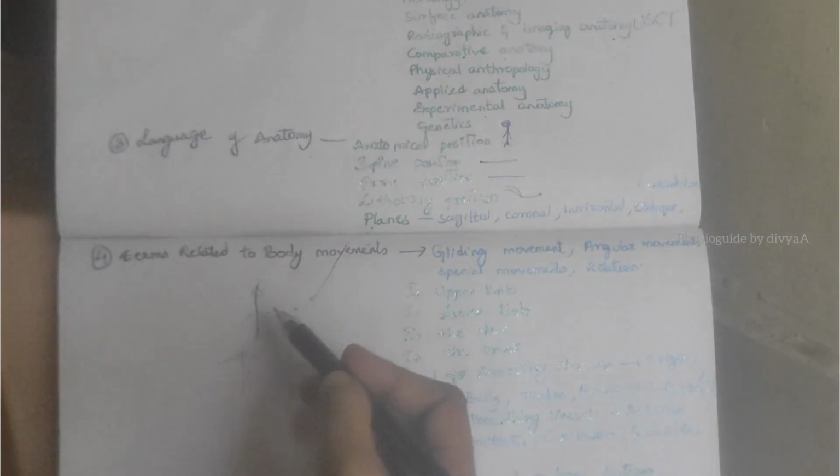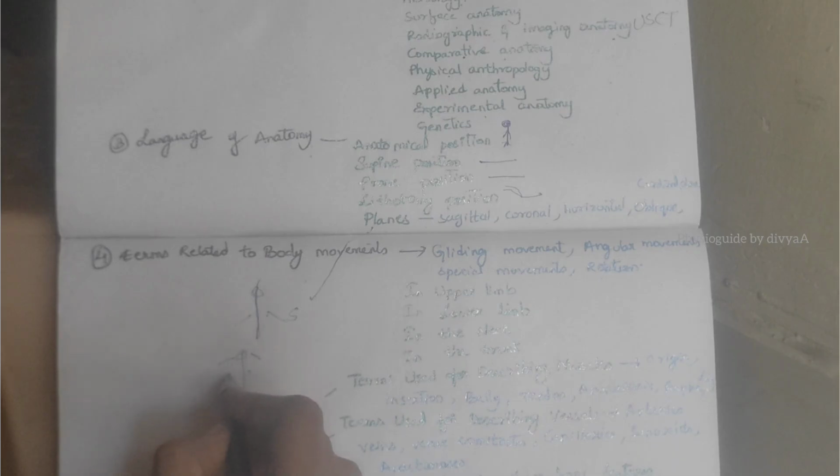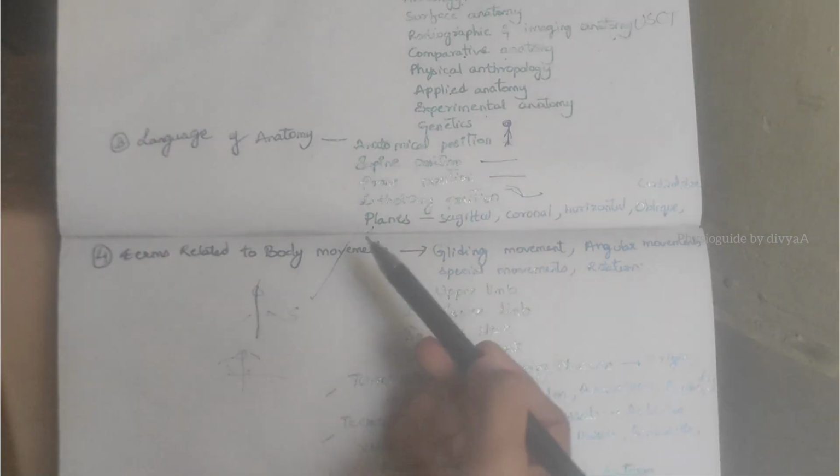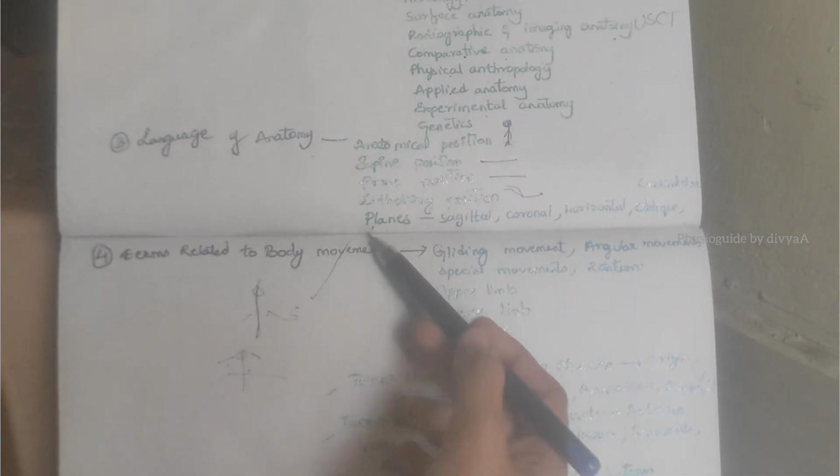Next, horizontal, means it divides the body into upper and lower parts, is called the horizontal plane. Next one, oblique plane and the cardinal plane. Next, terms related to body movement. In this, movements in general at synovial joints are divided into four main categories. They are gliding movement. In this, relatively flat surfaces move back and forth and from side to side with respect to one another.